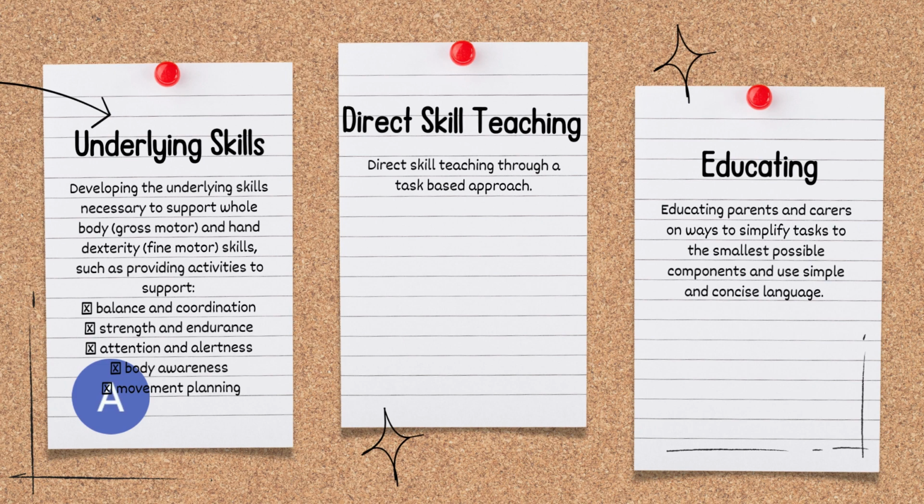Next, we direct the skill teaching. Take one skill, for example, balance and coordination, and teach it with a task-based approach. For example, balance could be taught by walking on a balance beam, and then how to coordinate their hand and leg while walking, left hand and right leg, and vice versa.